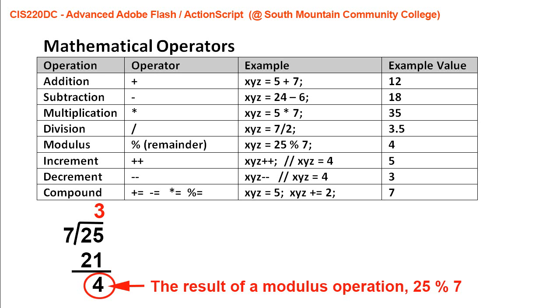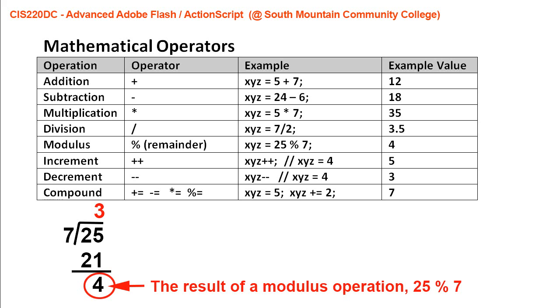Then we have increment and decrement operators. These are unary operators in that there's not two parts to it. We're simply adding one to a variable or subtracting one from a variable. So if xyz was 4 and we issued the statement xyz++, ++ being the increment operator, the new value of xyz would be 5. If we issued the operation xyz--, the new result of xyz would go from 4 to 3.